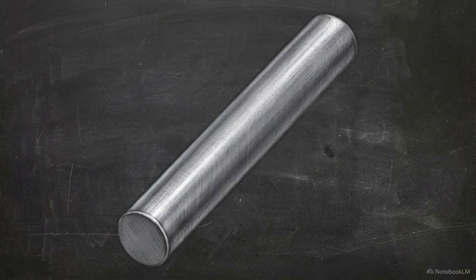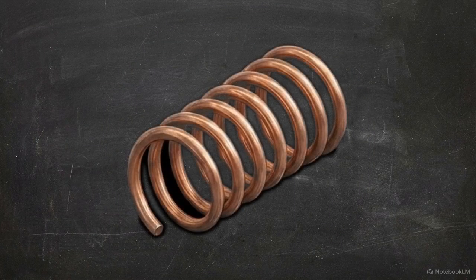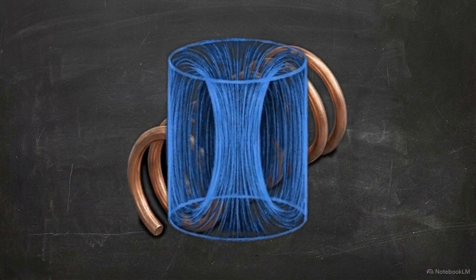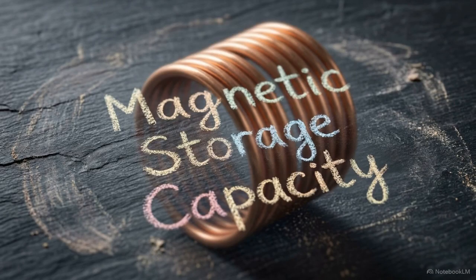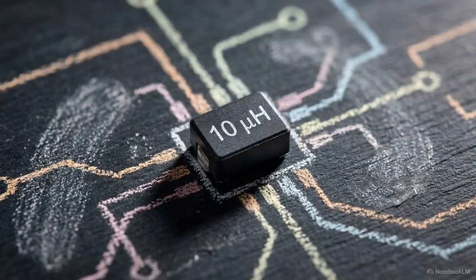The solution to this problem is pure geometry. By taking that same wire and wrapping it into a tight coil, we force those independent fields to interact. Now, the magnetic fields from every individual loop overlap and merge together. They compound into a highly concentrated, dense core of magnetic flux running directly through the center of the structure. This specific capacity to concentrate and hold magnetic energy is defined as inductance. We measure this property using a unit called the Henry. In typical circuit boards, you will usually deal with microhenries and millihenries.